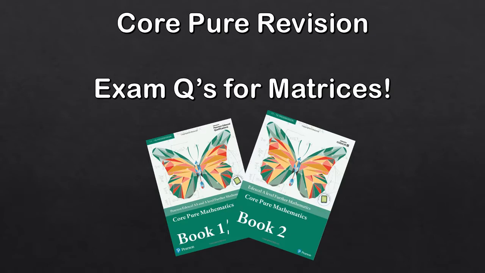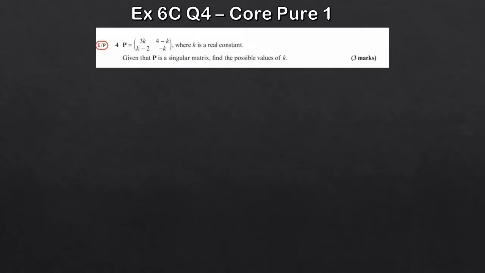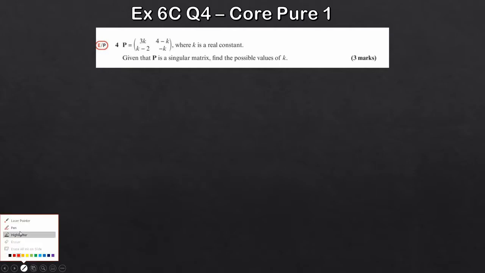So today let's have a look at some of these questions that we've got. So we start off quite easy. We've just got a 2x2 matrix P, where k is just a real constant. Now all these questions are taken from the Core Pure 1 textbook. I think we've got one or two that are from some exam papers. But overall we're using the Core Pure 1 textbook, so be sure to follow along if you want to see the question yourself. So let's get the pen up.